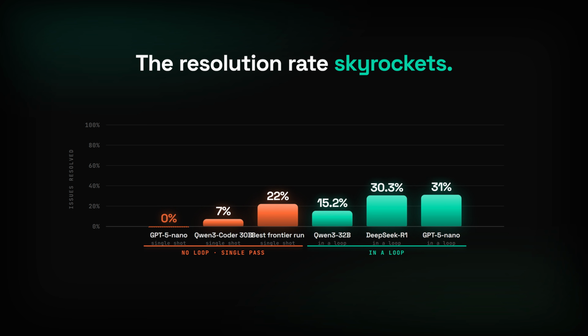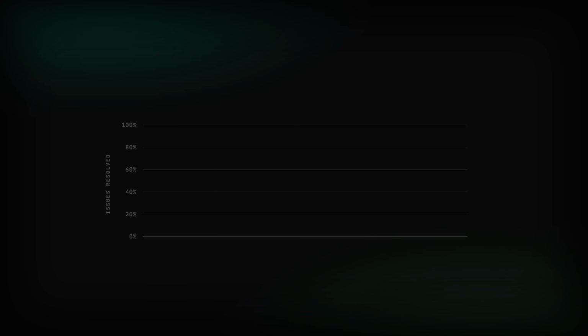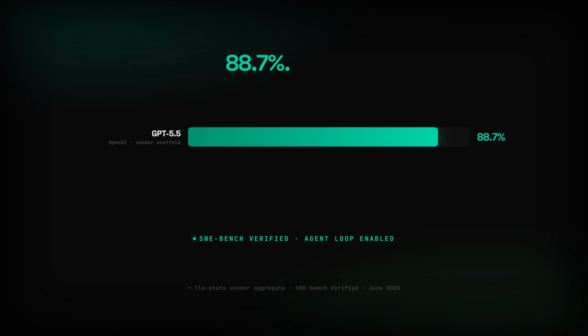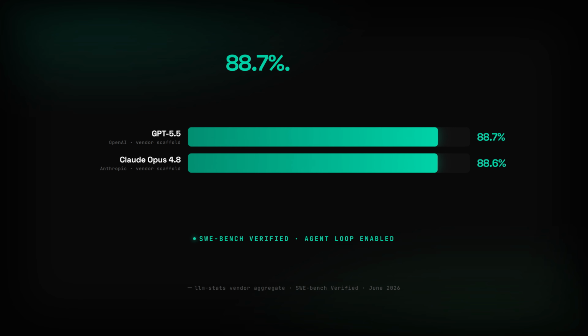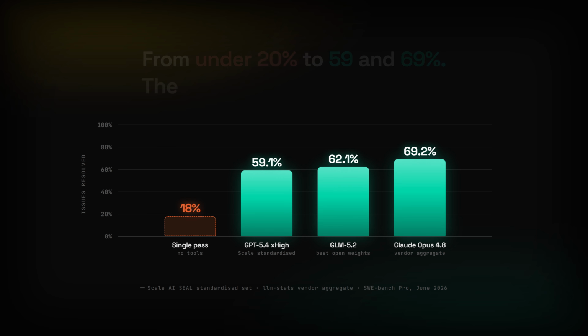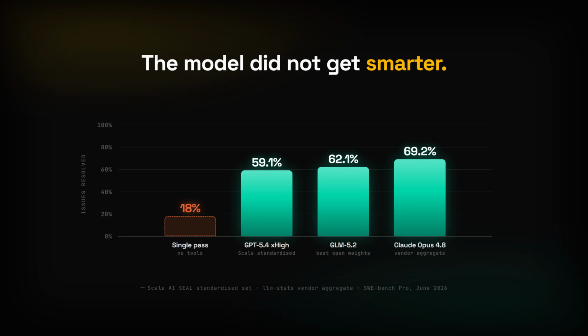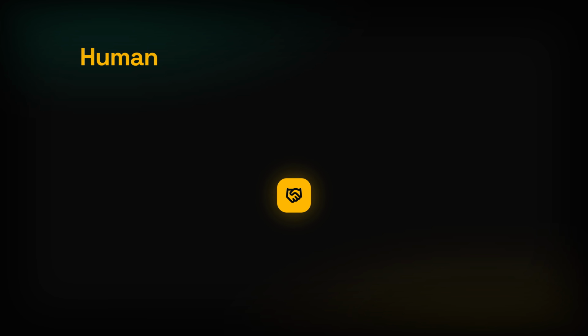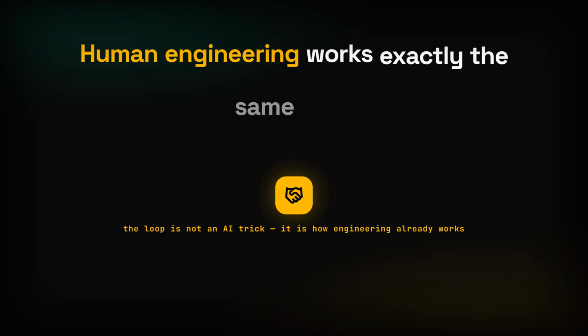On benchmarks like SWE-bench Verified, loop architectures push performance past 80 to nearly 89%, with top models like GPT 5.5 hitting 88.7% and Claude Opus 4.8 reaching 88.6%. Even on tougher, unseen enterprise repositories like SWE-bench Pro, loop engineering elevates baseline performance from under 20% to 59 to 69%. The model didn't get any smarter overnight. The parameters didn't change. What changed was the system architecture. In fact, human software engineering operates on the exact same principle.